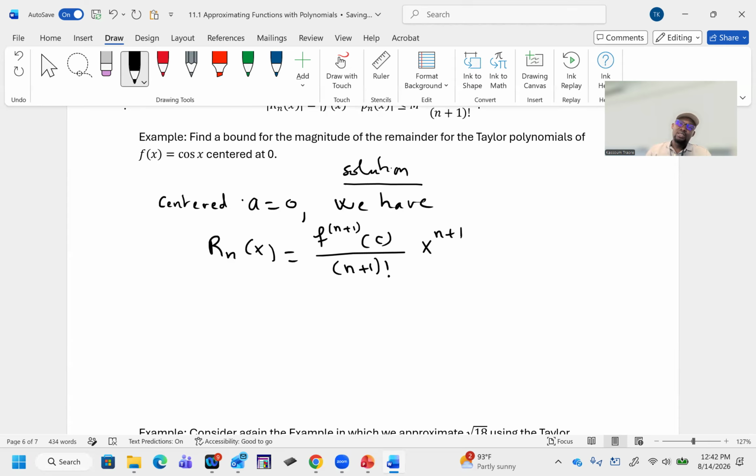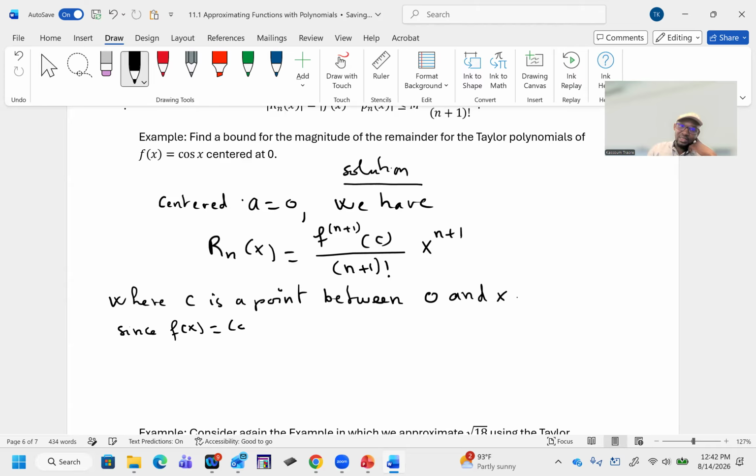Again, you can see where c is a point between 0 and x. Also, we know that since f of x is equal to cosine x, right?